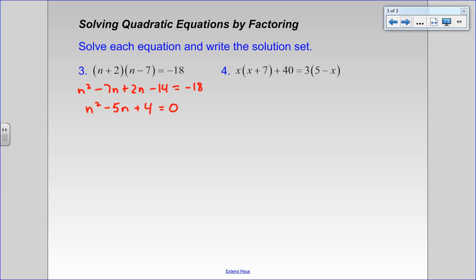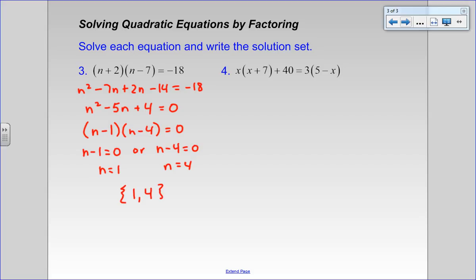Now that the equation is in standard form, we can factor that trinomial. It's the product of the binomial n minus 1 and the binomial n minus 4. Applying the principle of zero products, we have two equations, n minus 1 equals 0, or n minus 4 equals 0. And then we see two solutions. In this case, the solutions of the quadratic equation are 1 and 4.